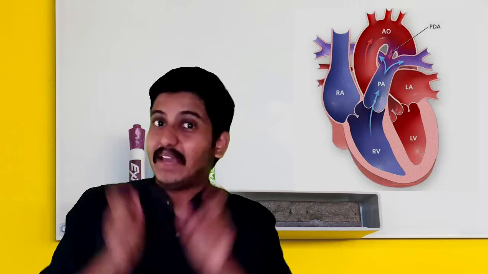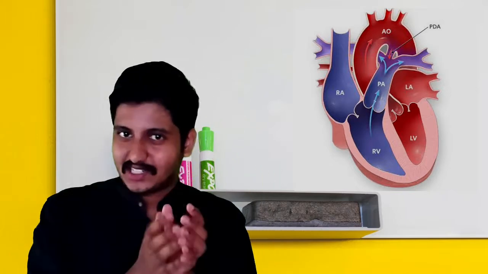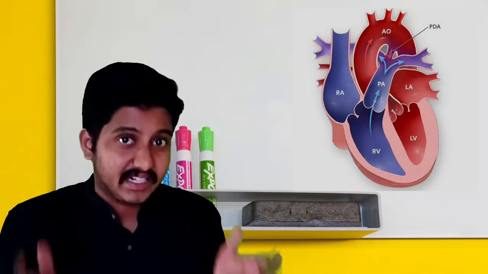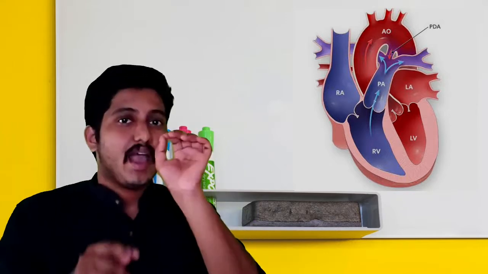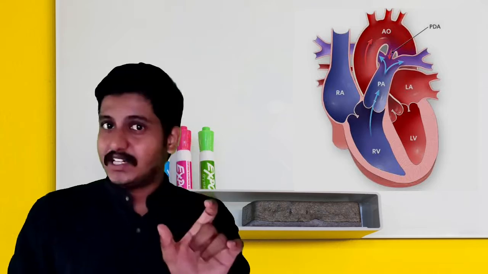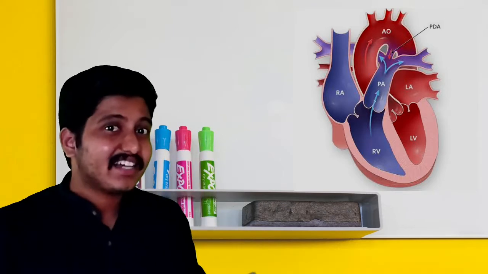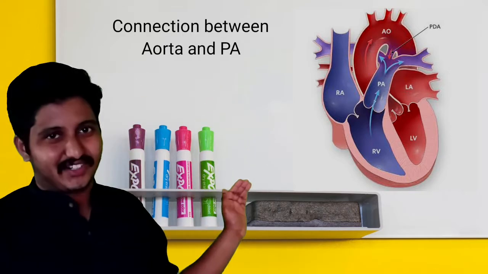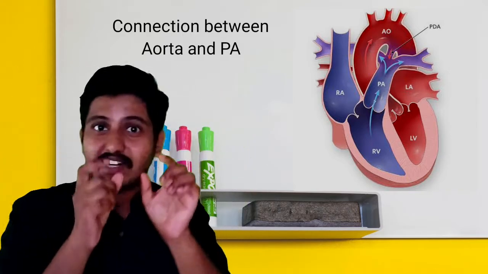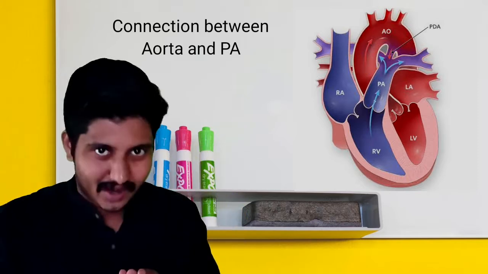So what do you mean by patent ductus arteriosus? Ductus arteriosus patent. So where is this ductus arteriosus present, and what is it? Ductus arteriosus is nothing but a connection between the aorta and the pulmonary artery, as you can see in the figure.